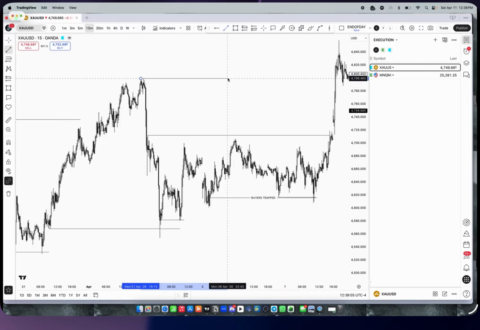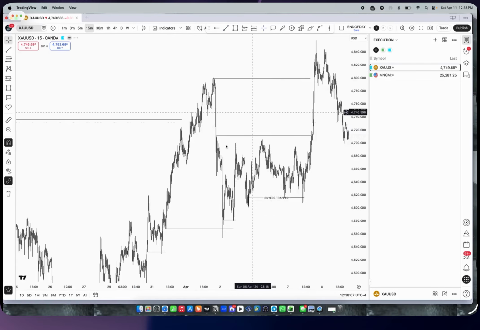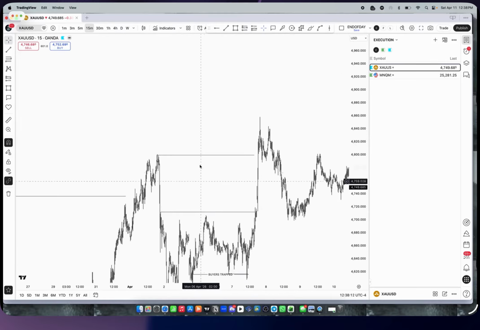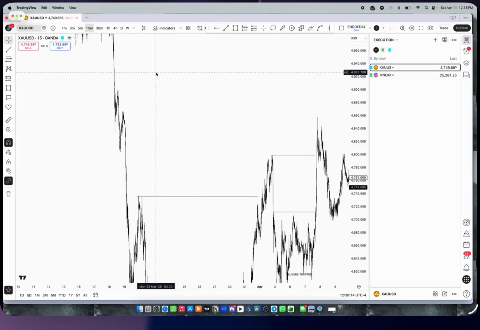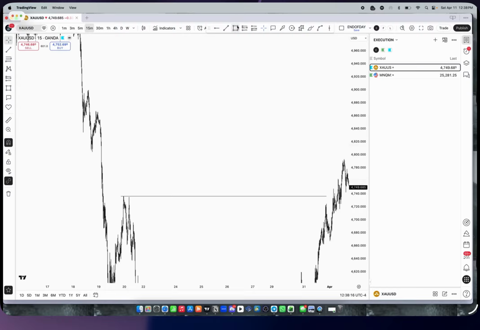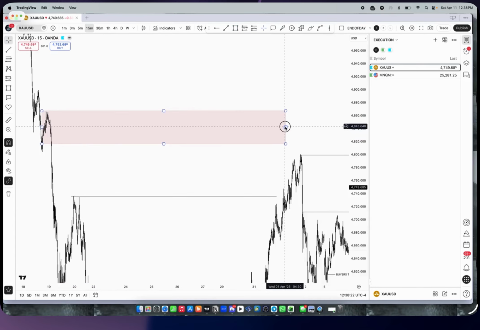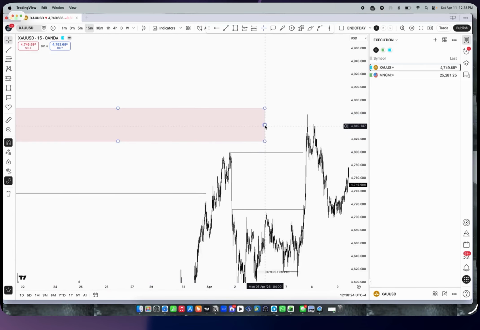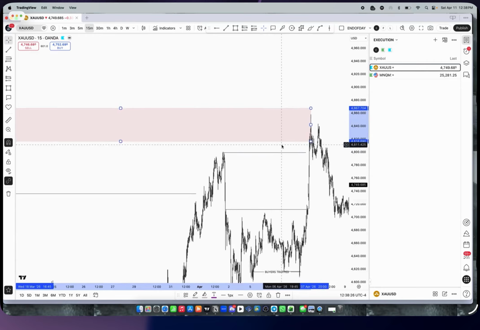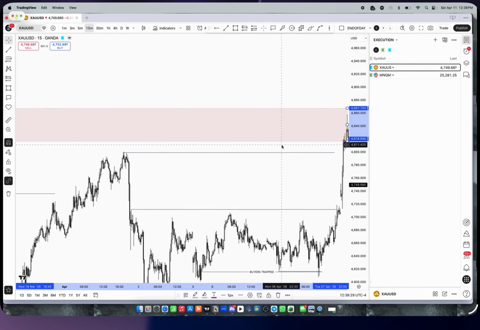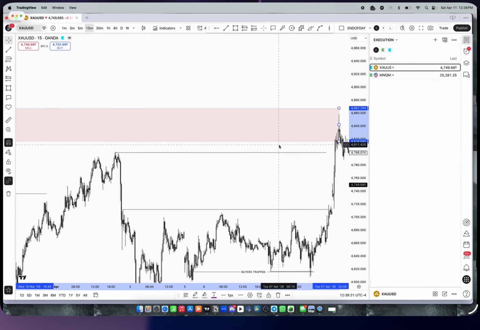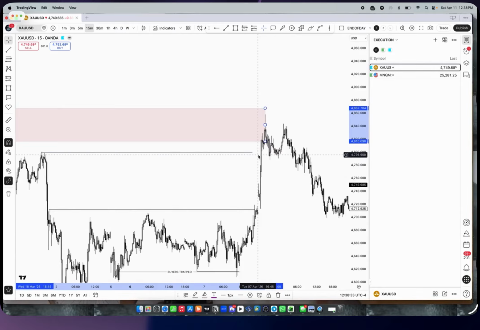So now we're met with a framework of we just induced buyers after trapping sellers. So now we're in this framework of reacting from this area to the left. Therefore, this area is an area we're going to anticipate us to induce sellers from. Why? Because since we just took out liquidity from the left, we just induced buyers.